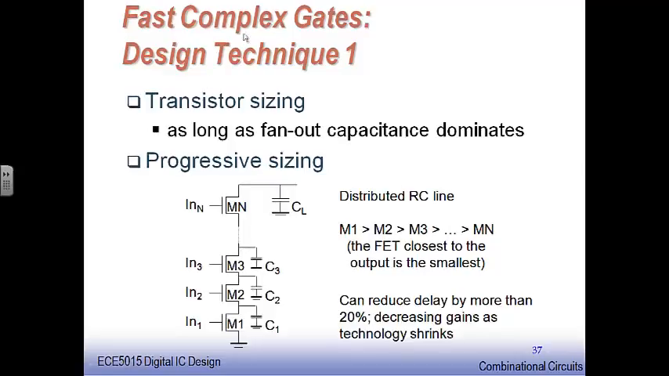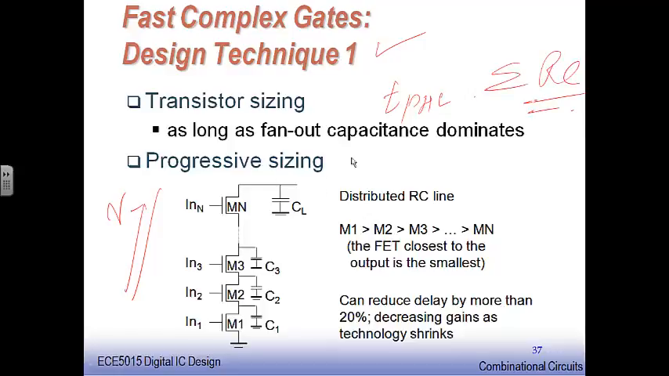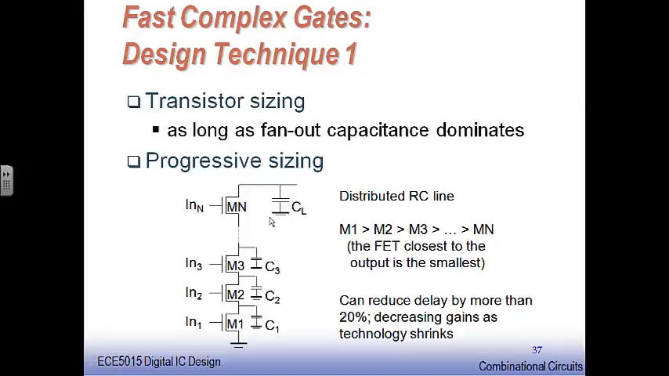The next idea would be design of fast complex gates. A few design techniques we will study here. Assume I have a pull down network of n inputs. We had seen before that TPHL is going to be determined by the sum of all the RC components of the path. It's going to be proportional to that. In this case, I have the load capacitance CL and the charge on CL passing through all the n resistances offered by all the n devices.